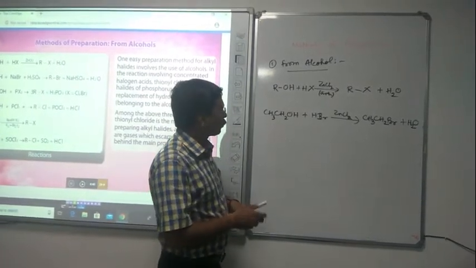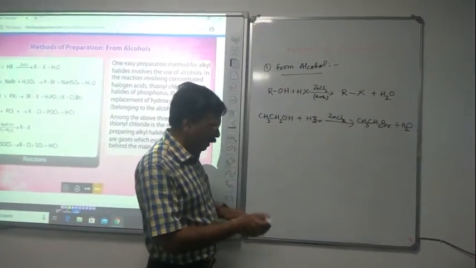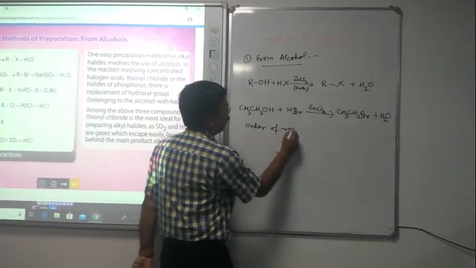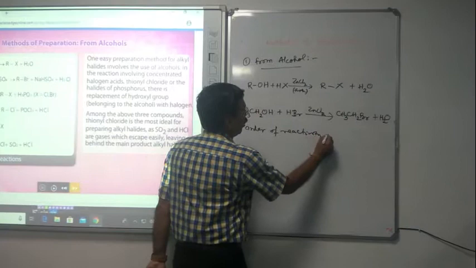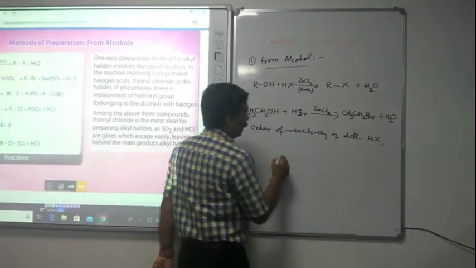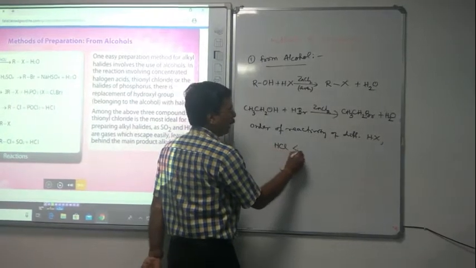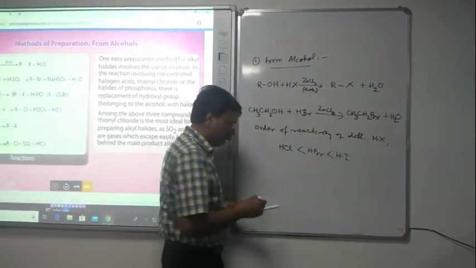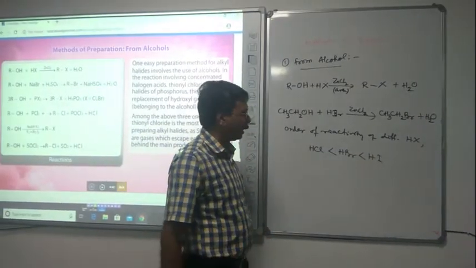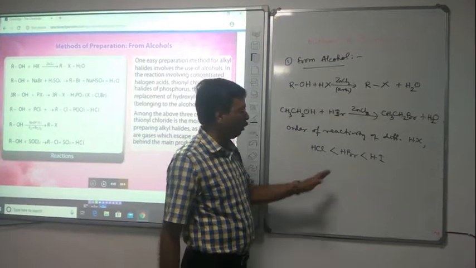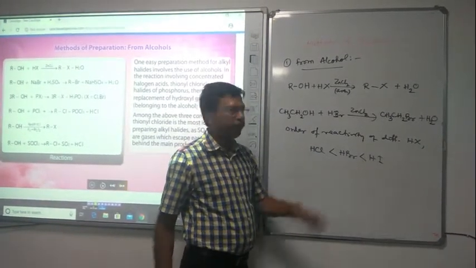So the order of reactivity of different hydrogen halides HX, we can write as HCl less than HBr less than HI, and this is based on the HX bond strength. The weaker the bond, the greater the reactivity.